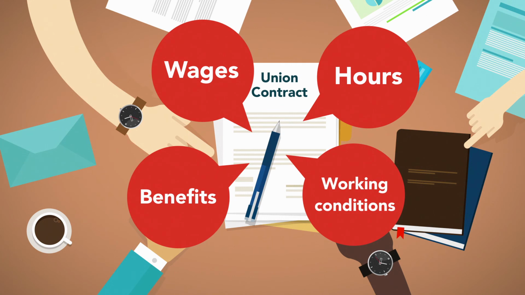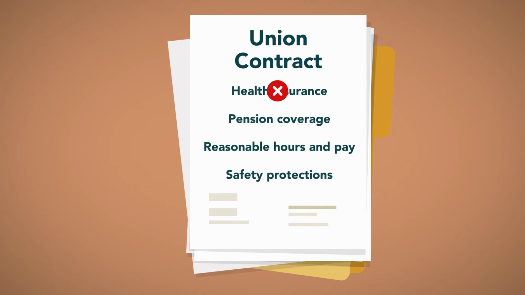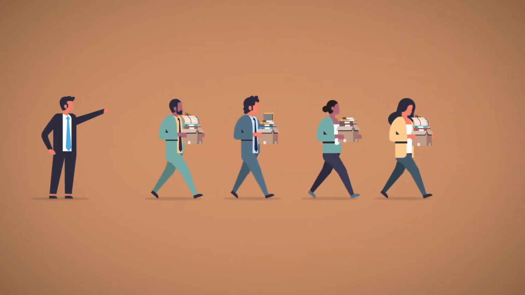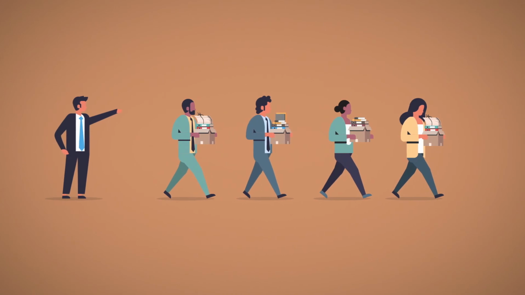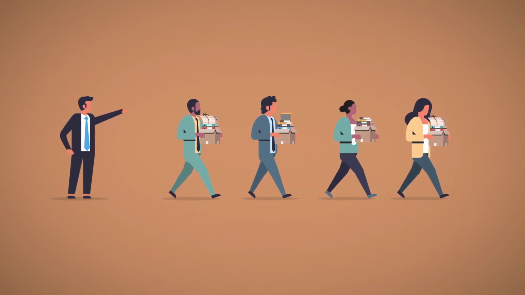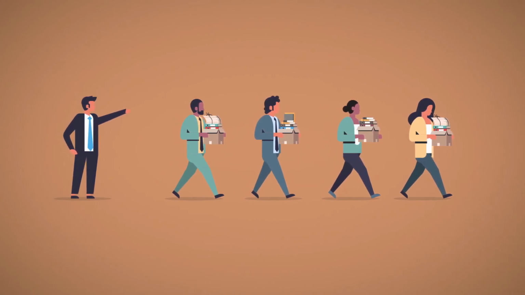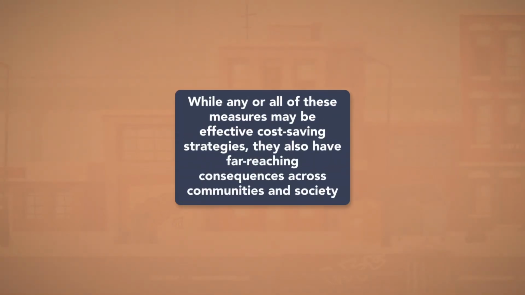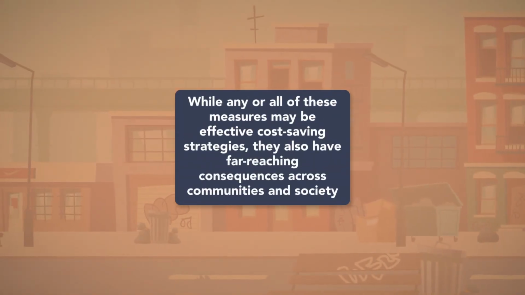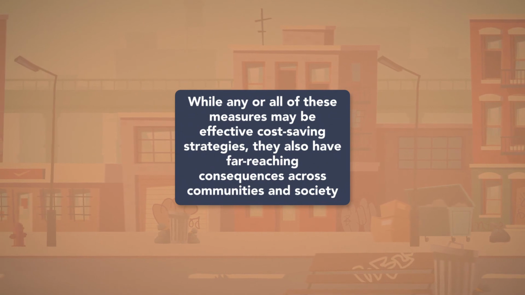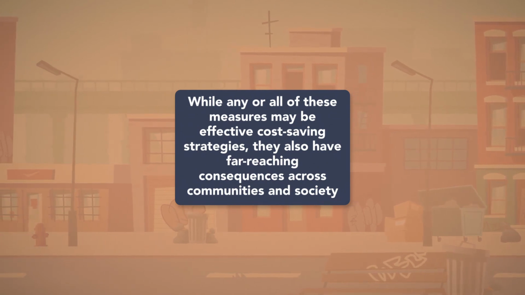Employers are naturally motivated to cut costs by avoiding or eliminating important employee benefits, such as health insurance, pension coverage, reasonable hours and pay, and even safety protections. Companies sometimes also try to save money by downsizing their workforces, hiring part-time or contracted workers rather than full-time employees, or sending jobs overseas. While any or all of these measures may be effective cost-saving strategies, they also have far-reaching consequences across communities and society.